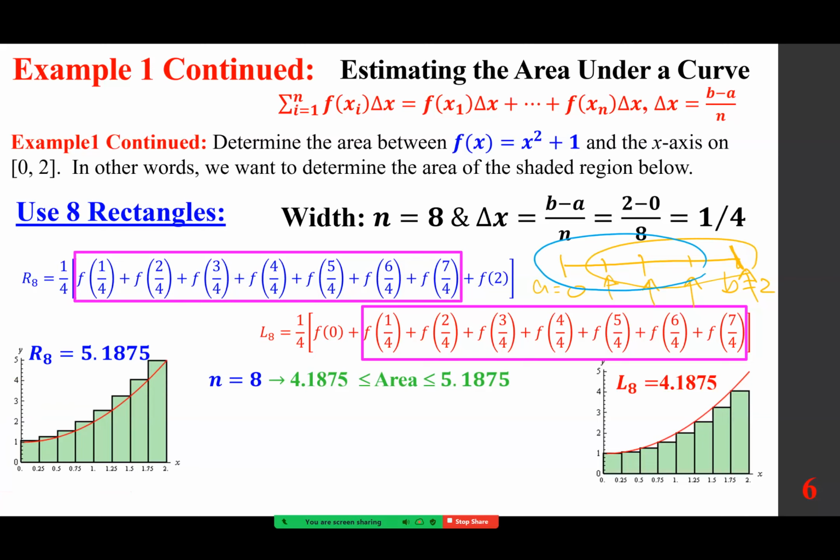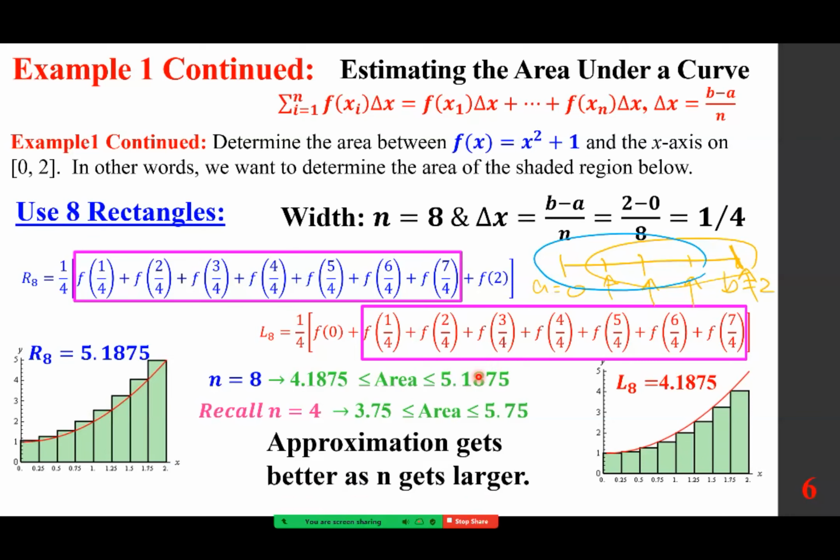Now, also, I want you to notice that when n was 4, the area was between 3.75 and 5.7. Notice, these two numbers are further apart than these two numbers. The difference between the two is 2, the difference between the two is 1, which means it's getting better, and the approximation gets better as n gets larger.